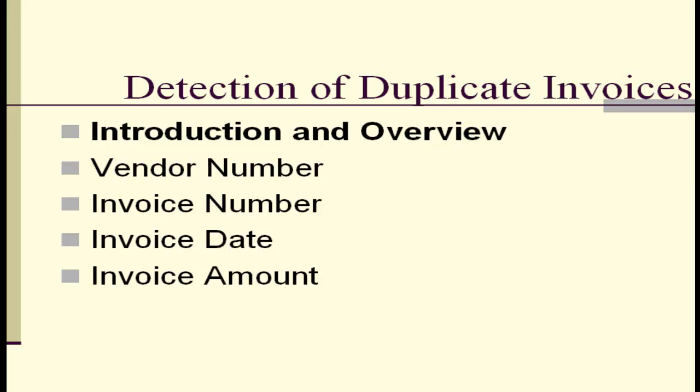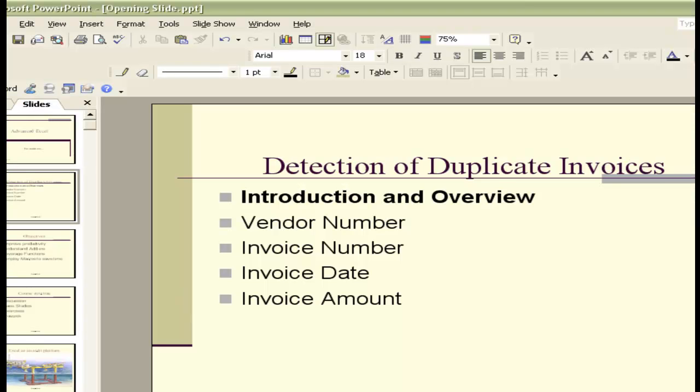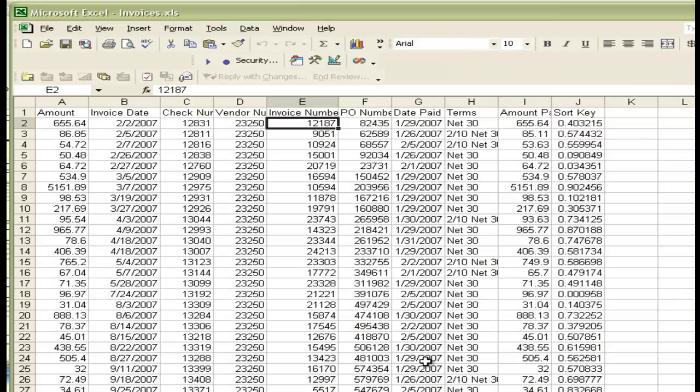Detection of duplicate invoices is a commonly performed test for disbursement systems. There are four key data elements required for the analysis. You need to have the vendor number, invoice date, and invoice amount for each transaction.